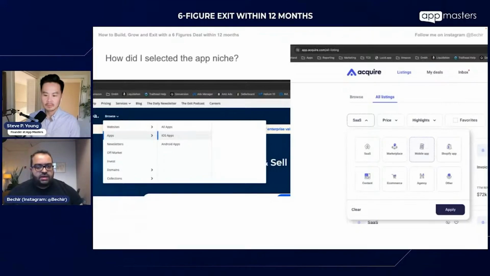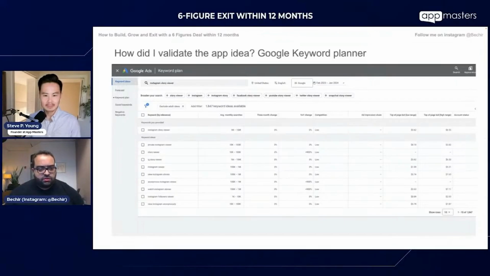It's not like a VC backed app that has a lot of money to spend on ads and they can grow the revenue. No, we need to make sure that the problem is real and that problem is being solved with the app. And how to know if that problem is real? We go to Google Keyword Planner, you type the main keyword of the app you see in the listing and see if there is volume.